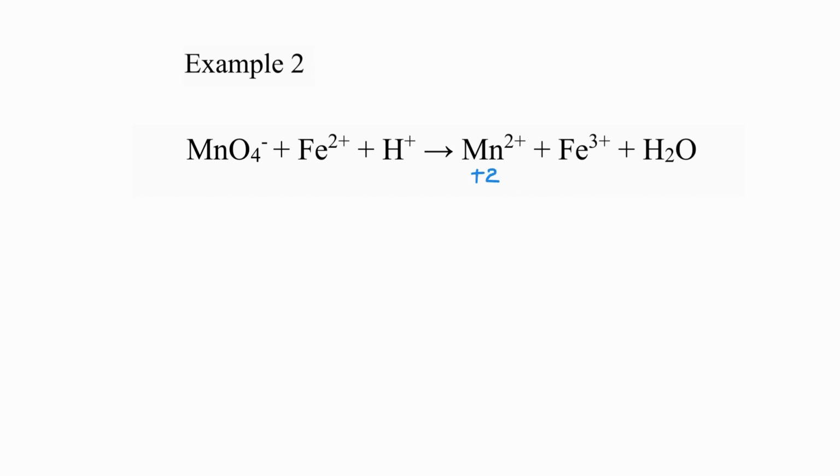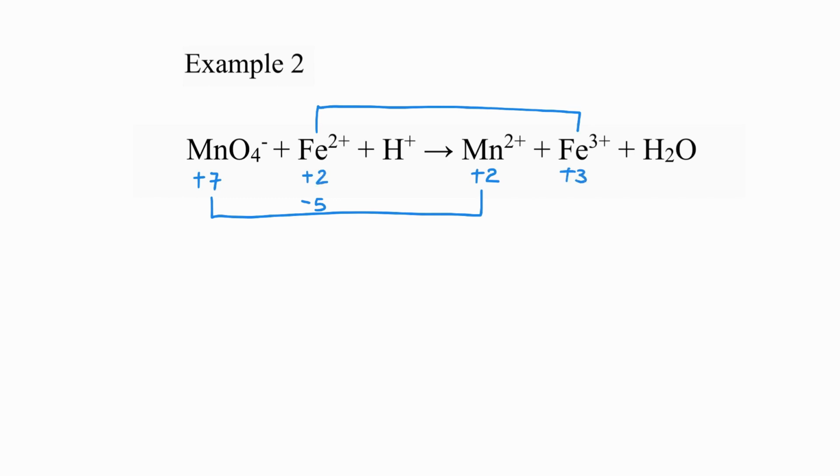So we have +2 for Mn2+, and in MnO4-, the oxidation number for Mn, manganese, is actually +7. So the change in oxidation number here is actually -5. So next to go, Fe2+ is the one that undergoes oxidation. So the oxidation number changes from +2 to +3. So the change in oxidation number here is +1.